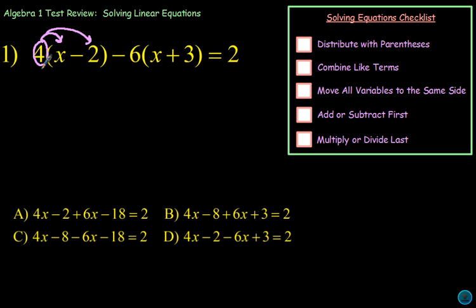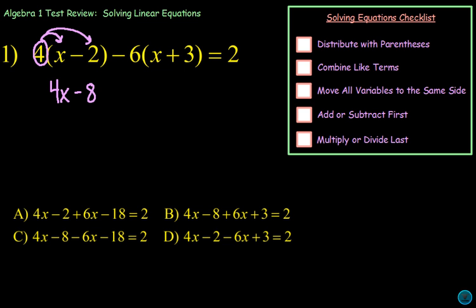So I circled the number and then drew an arrow. So 4 times x would be 4x. 4 times -2 would be a -8. Remember that with multiplication and division, same signs positive, different signs negative.